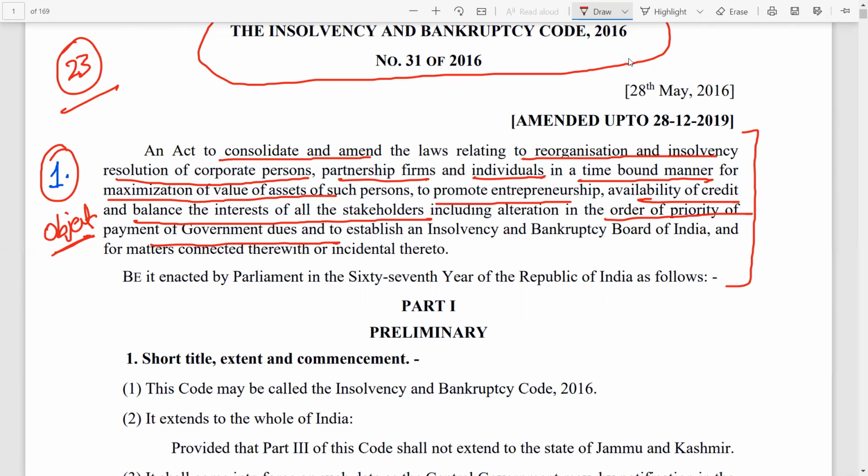Then the objective of IBC was to establish the regulator, that is the Insolvency and Bankruptcy Board of India. So all this was the need for IBC. Whenever you get a question on why there is a need for IBC, you can write this.